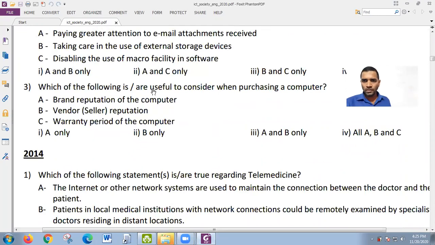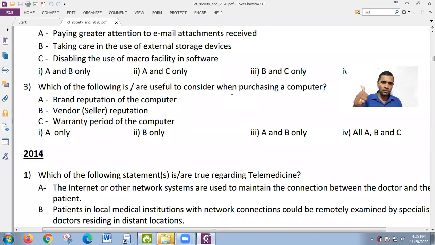Which of the following is or are useful to consider when purchasing a computer? Right. So when purchasing a computer, you need to check many things. Some of the things may be related to the technical perspective, and some of them are not. We categorize them as technical related things and non-technical. So assume that you want to buy a computer. You need to focus on many technical things.